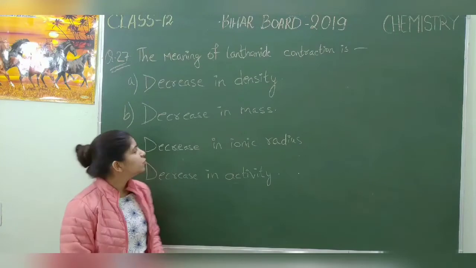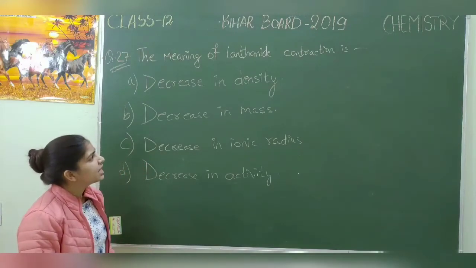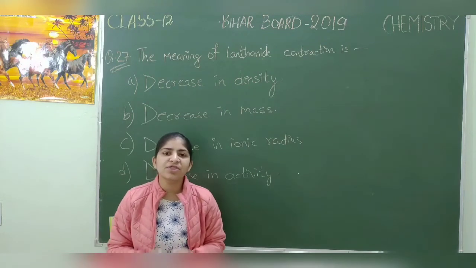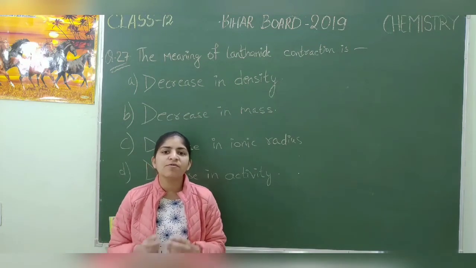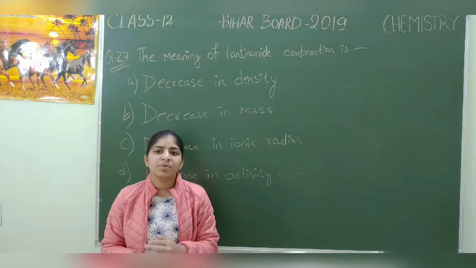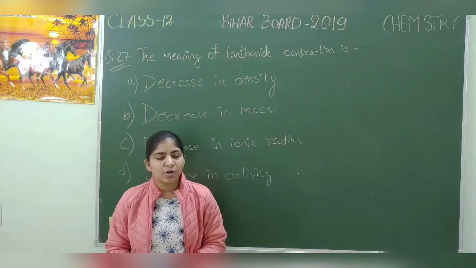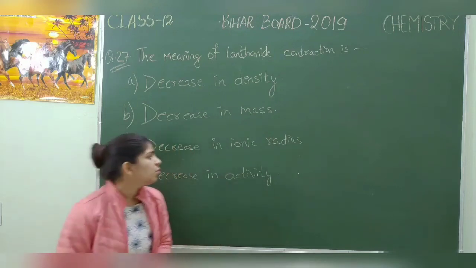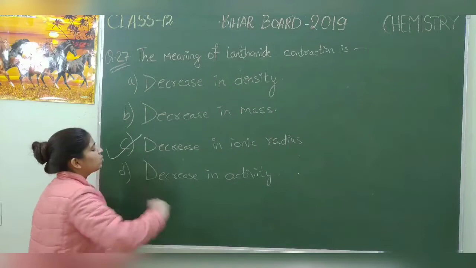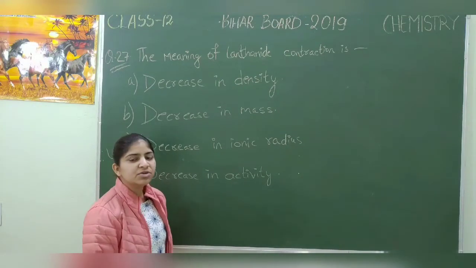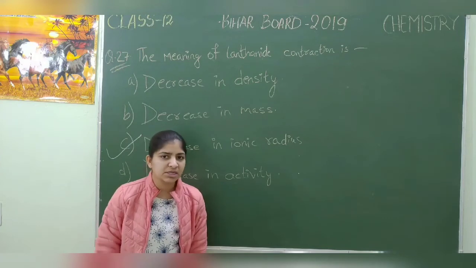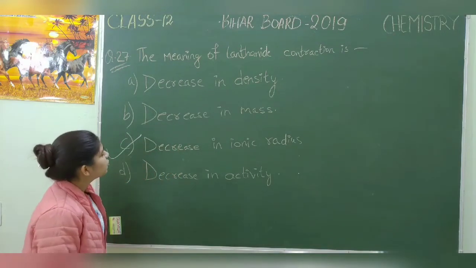Come to the next question: the meaning of lanthanide contraction is. Lanthanide contraction means the size of the atoms or ions of elements decreases steadily with increase in atomic number. So we can say that option C is our answer, because when the ionic radius decreases, the size will automatically decrease. So now you can take a screenshot.